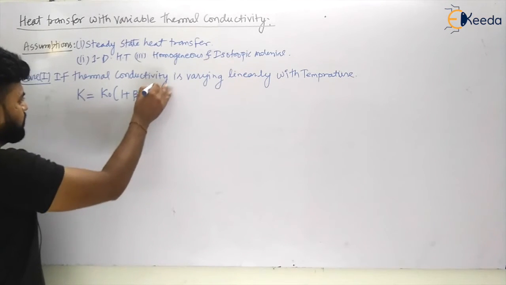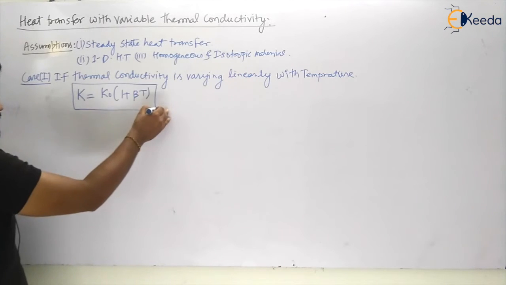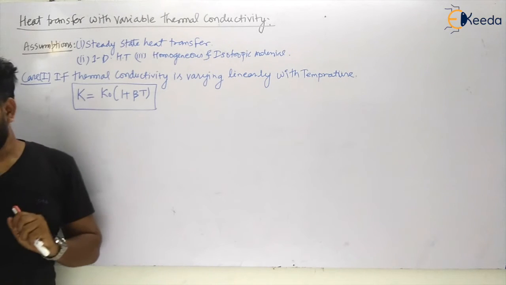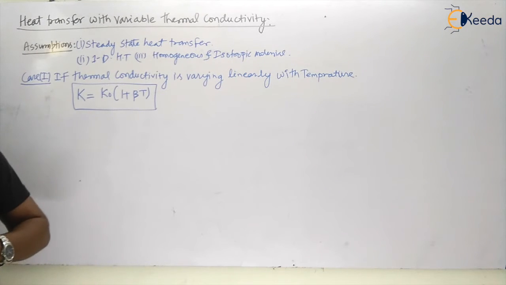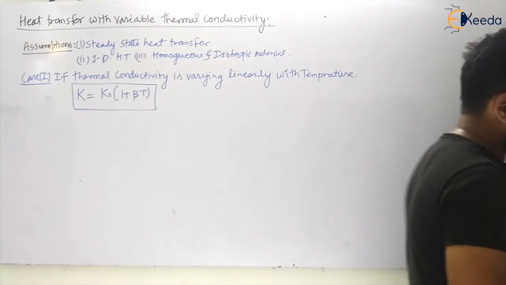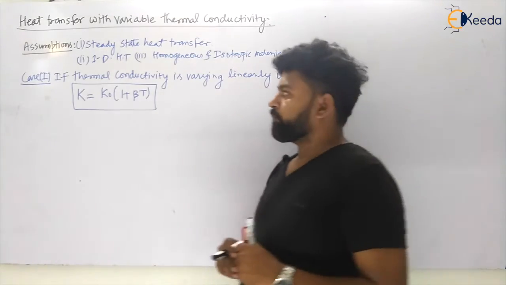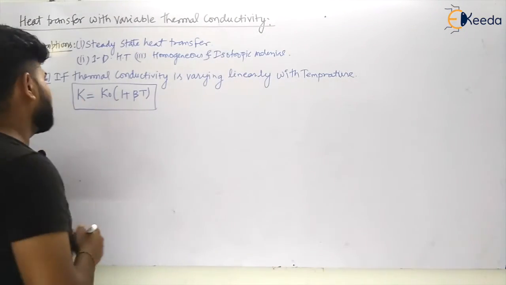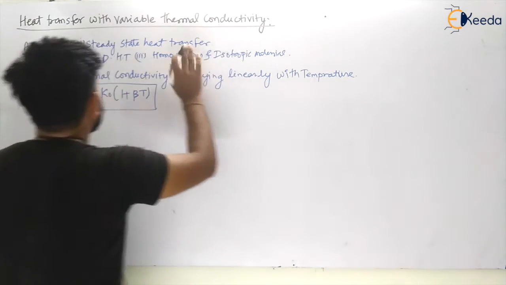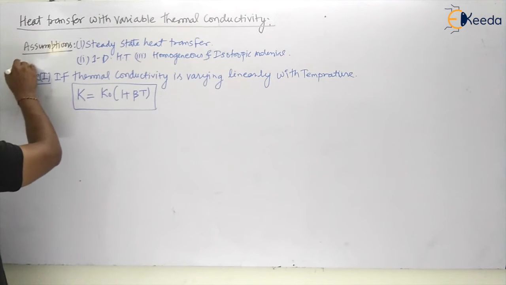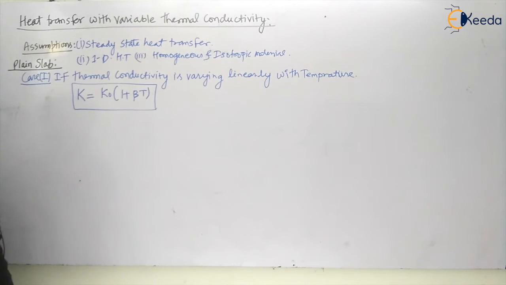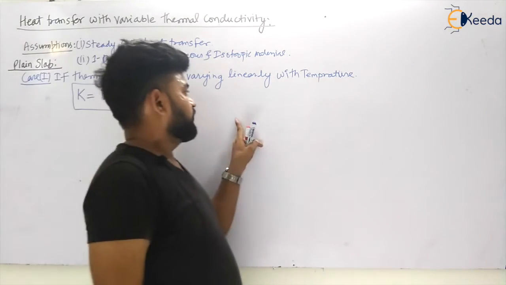Maybe you have seen this equation in 12th class physics, like the resistance R is equal to R naught 1 plus beta T. Okay, so let us see what will be there when conductivity is varying linearly with temperature, my dear students. Case first we are discussing, and that is for the plain slab, with linear variation with temperature.